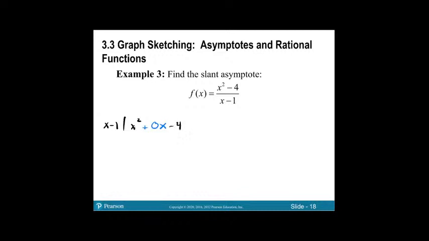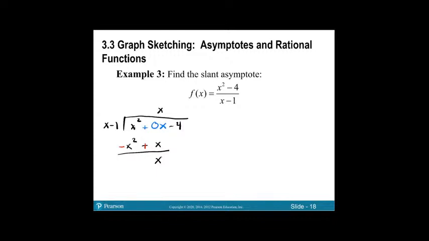So then if we do polynomial long division, x squared divided by x leaves us with x. So I'm going to put my x here. If I multiply back, now I'm going to get x squared minus x. And remember, we subtract, so I have to distribute my negative. And the result there is x. Then a negative 4 comes down.